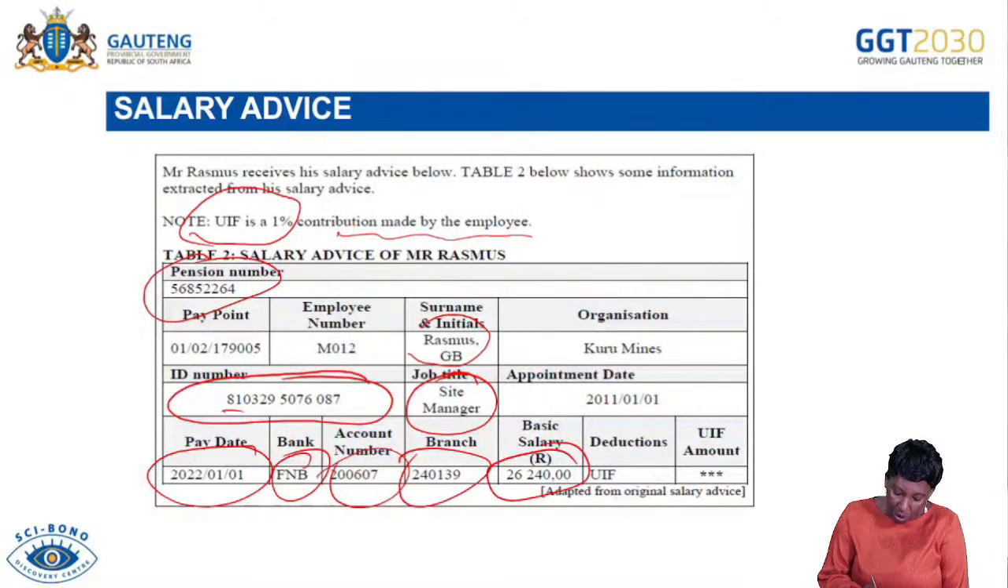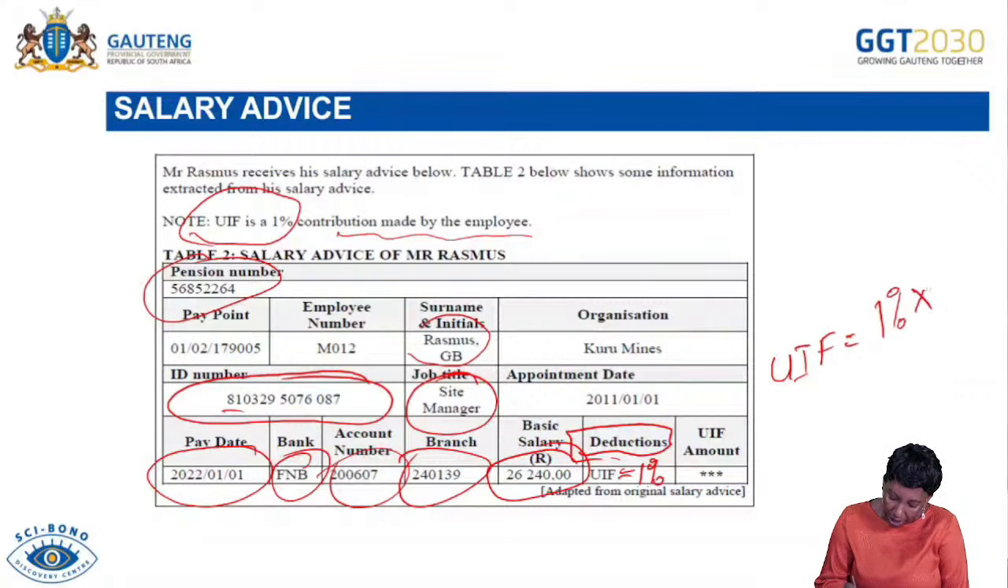There it is, the basic salary, 26,240. And then the UIF, it is part of the deductions. They are deducting 1%. And remember, we said UIF is 1%. So meaning for the UIF amount, it will be, UIF will be what?